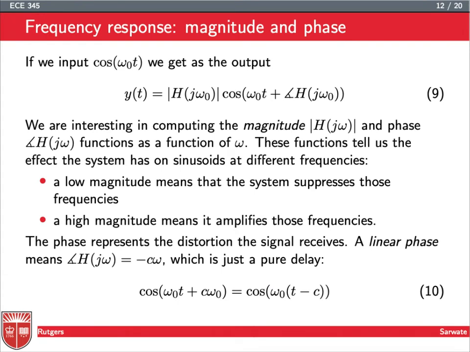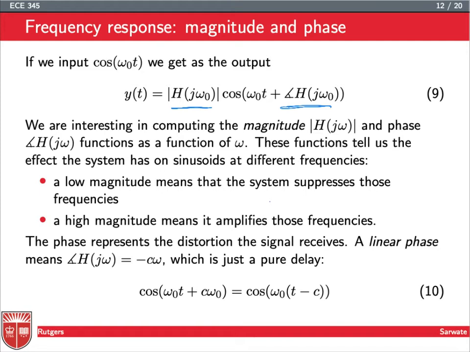So if we input a cosine, it's going to get multiplied by a magnitude and have a phase shift. So we want to look at the magnitude and phase of the frequency response separately, and understand what's going on with each of them. In particular, we're going to focus mostly on the magnitude of this LTI system.